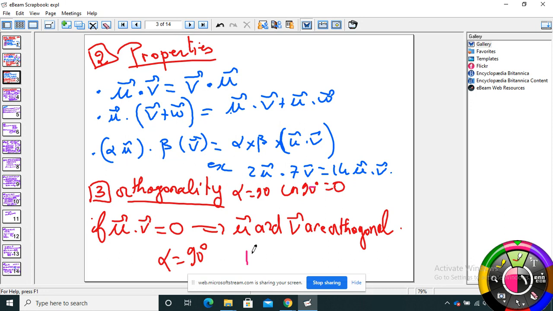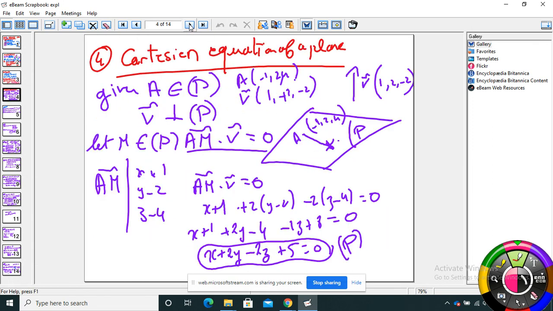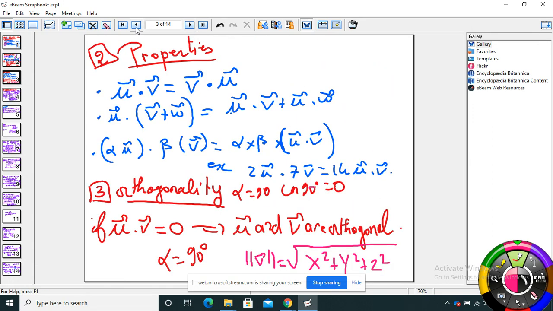Don't forget the magnitude of the vector U, which means the distance formula. It's the radical of x squared plus y squared plus z squared, like the distance formula. Here, on the vector, I have the coordinates already, so x squared plus y squared plus z squared. I have it on my copybook, magnitude. I didn't put it here.